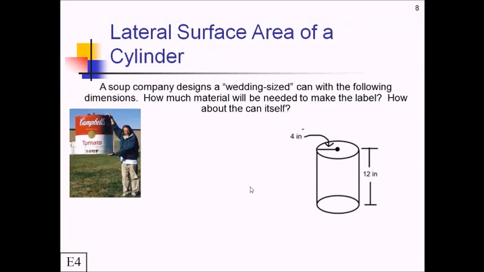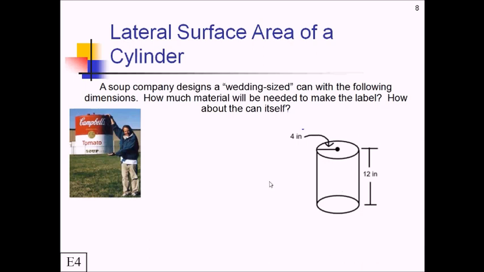We're going to do a problem on cylinder surface area now, and we're going to use a real-life problem to do this. Let's say a soup company designs a wedding-sized soup can with the following dimensions: 4-inch radius, 12-inch height. No, that's not the exact dimensions of this monster here, but this is still pretty big. This is like a bucket of soup. So how much material do we need to make the label that goes on the side? And then how about the whole can itself?